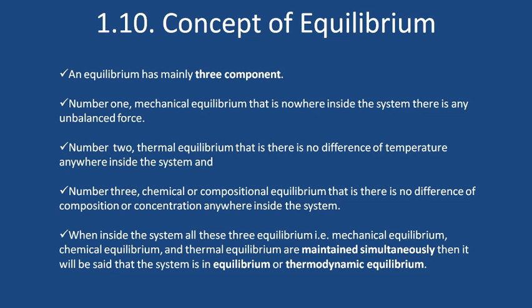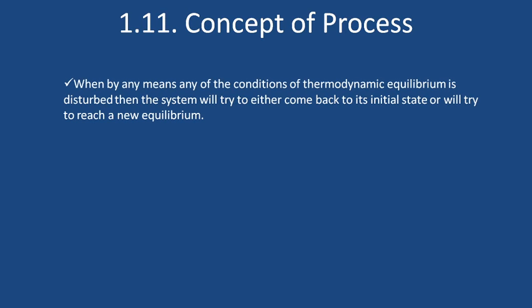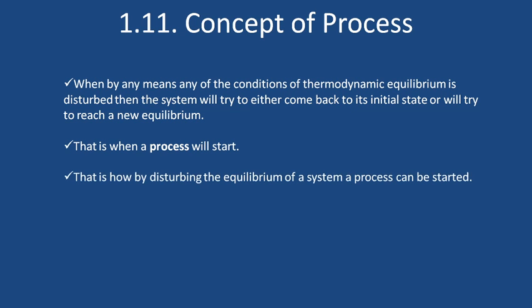Next is the concept of process. When by any means any of the conditions of thermodynamic equilibrium is disturbed, then the system will again try to come back to its equilibrium state or a new equilibrium state. That is, then a process will start. That is how, by disturbing the equilibrium of a system, a process can be started.